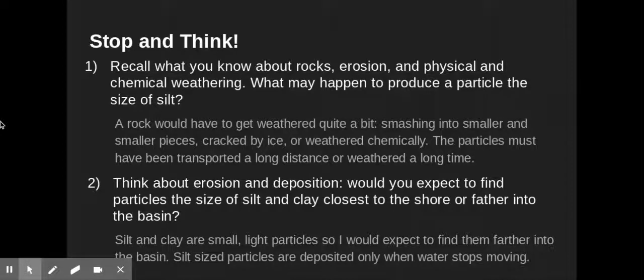Like I said, silt and clay are small, light particles, so I would expect to find them farther into the basin. Silt-sized particles, because they're so small, are deposited only when the water stops moving. So as long as that water is going along, those really tiny particles are going to stay with the water. And then finally, when the water stops and the particles settle, that's when they start to combine together.